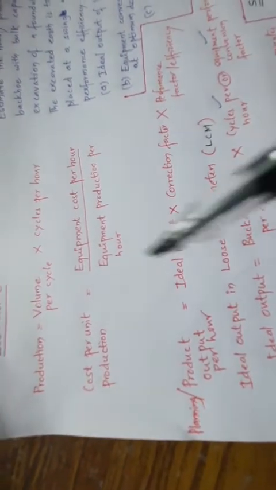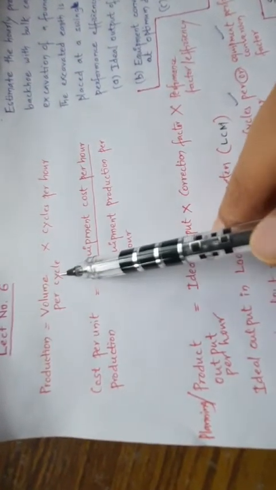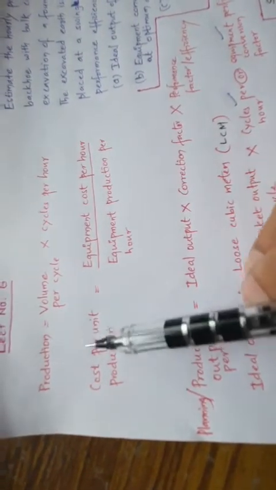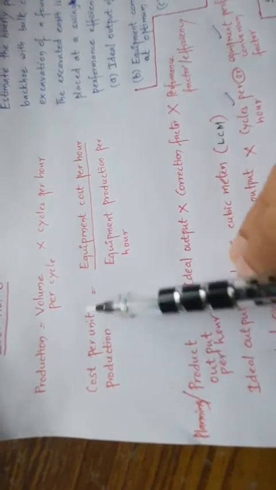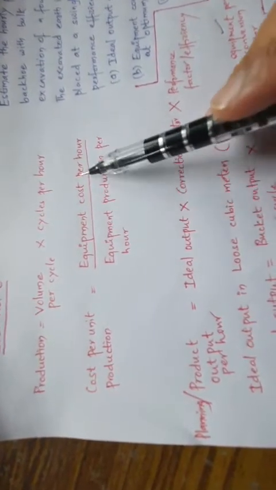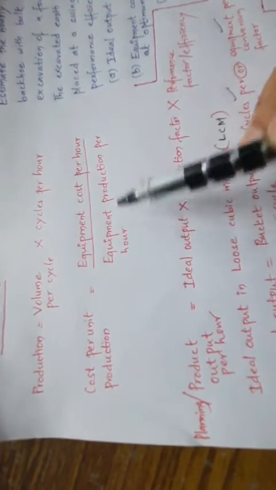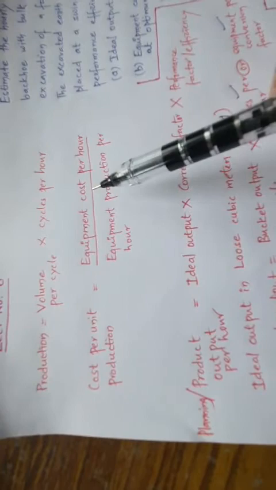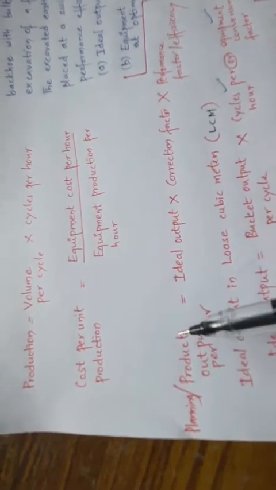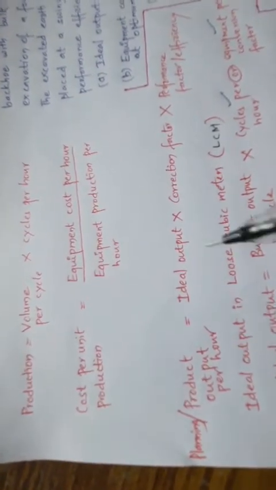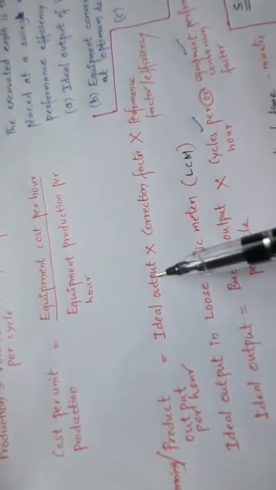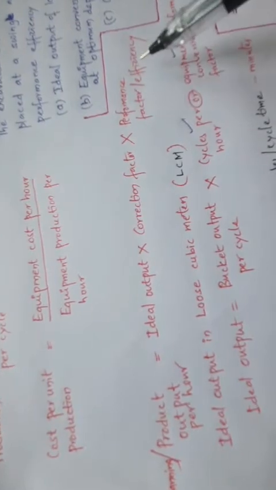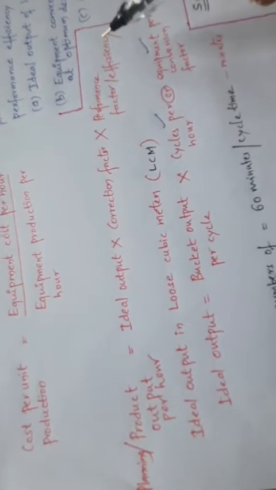To find the production, it is nothing but the volume per cycle and the cycles per hour, that gives you the production. And the cost per unit production is equipment cost per hour to the equipment production per hour. Okay, that we saw. Later, the planned product output per hour is given by ideal output, the correction factors, and the performance factor or efficiency. You can call any of those.